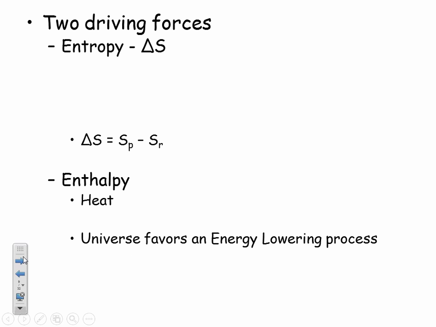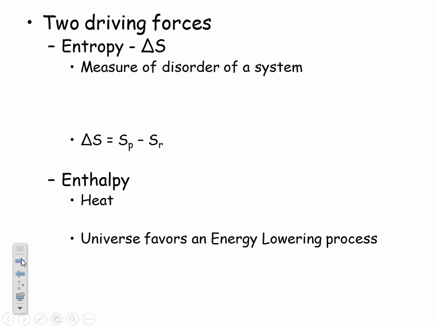Entropy is measured with an S. Delta S is a change in entropy. Entropy is the measure of disorder of a system. So if you have cars lined up in a parking lot versus cars moving on the freeway, cars in the parking lot have less entropy than the cars on the freeway. The cars on the freeway are all moving at different speeds. They're changing lanes, whereas the cars in the parking lot are just lined up neatly in a row. None of them are moving. So entropy is a measure of disorder.